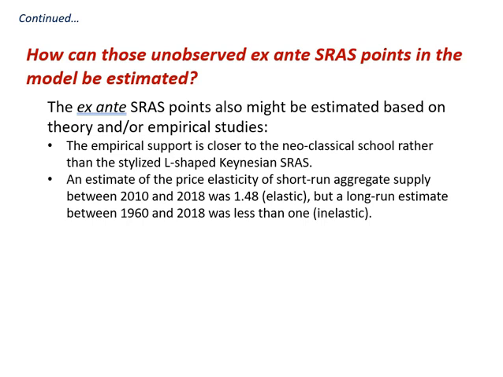How can those unobserved, ex-ante short-run aggregate supply points in the model be estimated? The planned or ex-ante SRAS points might be estimated based on theory and/or empirical studies. 1. The empirical findings suggest the elasticity of short-run aggregate supply is closer to the neoclassical school view, rather than the stylized L-shaped Keynesian SRAS. 2. An estimate of the price elasticity of short-run aggregate supply between 2010 and 2018 was 1.48, meaning it is elastic. But a long-run estimate between 1960 and 2018 was less than 1, meaning it is inelastic. But not exactly 1.00 as hypothesized. However, we will go with the theory when using this result for the derivation of the AD and AS model.